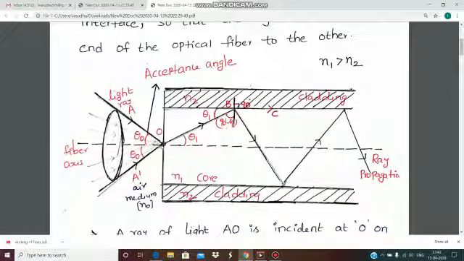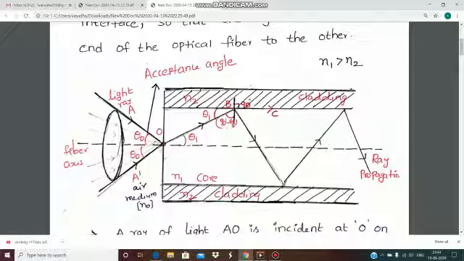Suppose the incident angle at point O is greater than theta naught, and the light ray is incident like this. What happens? Automatically the angle of refraction becomes greater than theta 1. If it becomes greater than theta 1, then at the interface the angle of incidence at the core-cladding interface becomes less than the critical angle. If it is less than the critical angle, then light rays are refracted into the cladding. After that, it emerges out from the cladding. Here, no reflection.